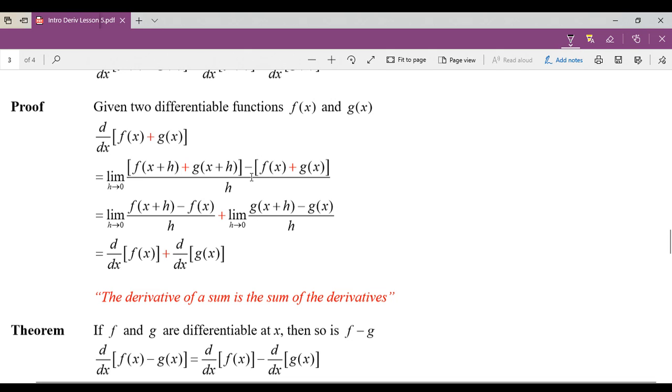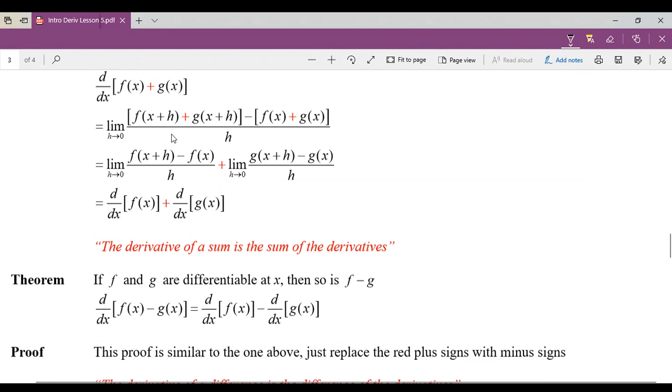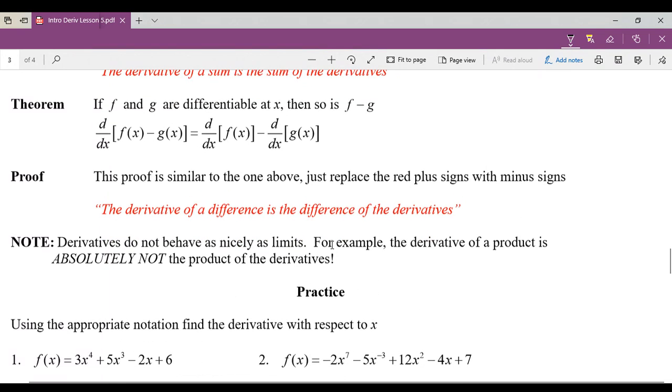Now, the limit of a sum is the sum of the limits. Well, guess what? The limit of a difference is the difference of the limits. So the proof of this guy is going to look exactly the same, except wherever you see those red plus signs, change them with a minus sign. Okay? All right, so now that's pretty good.